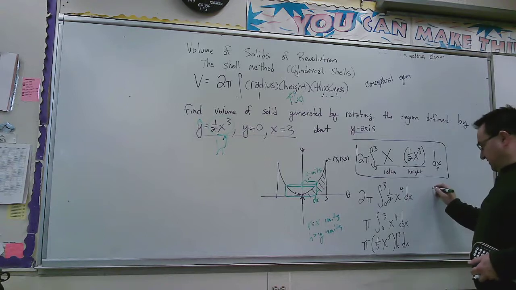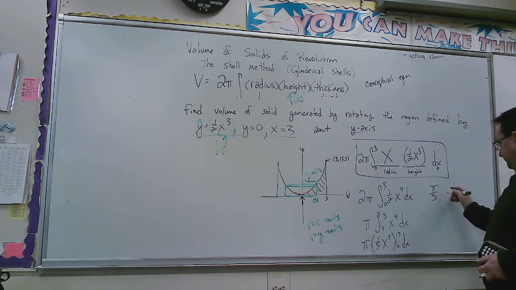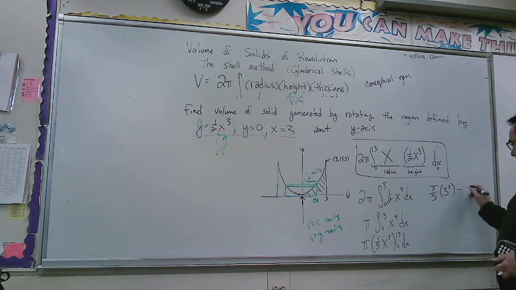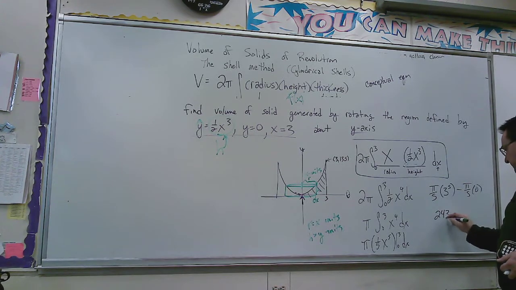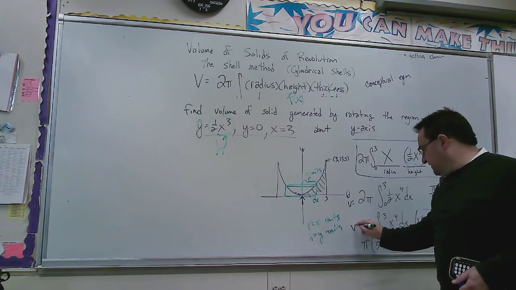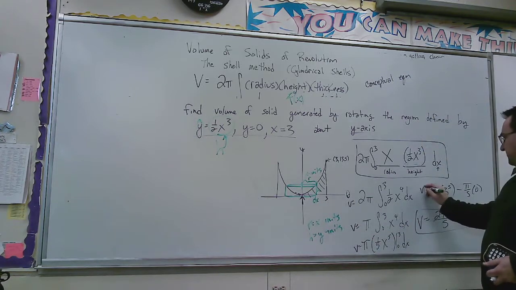So I'm looking at pi over 5 times 3 to the 5th, which I think is 243, minus pi over 5 times 0. So 243 pi over 5 units cubed. Right? Volume equals.